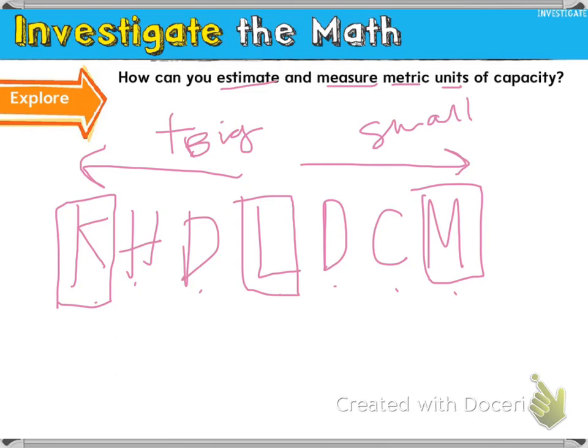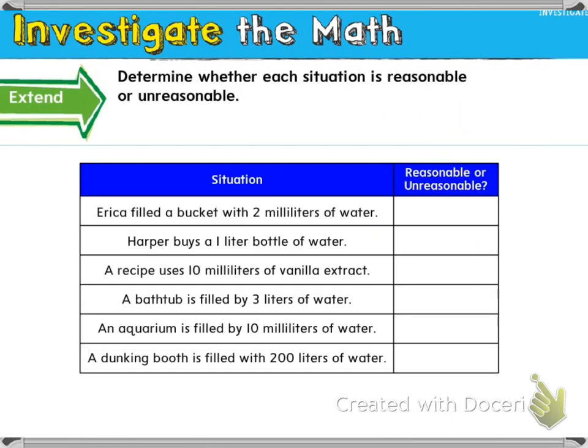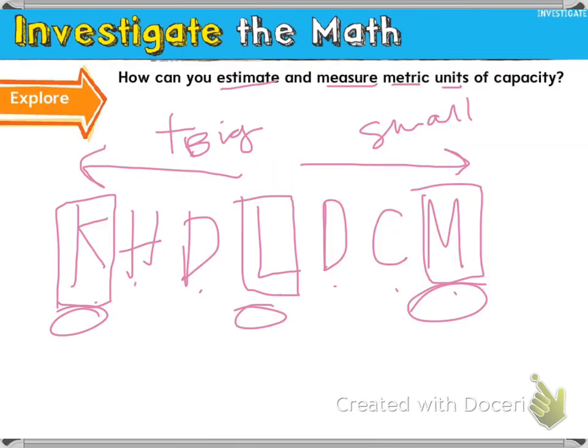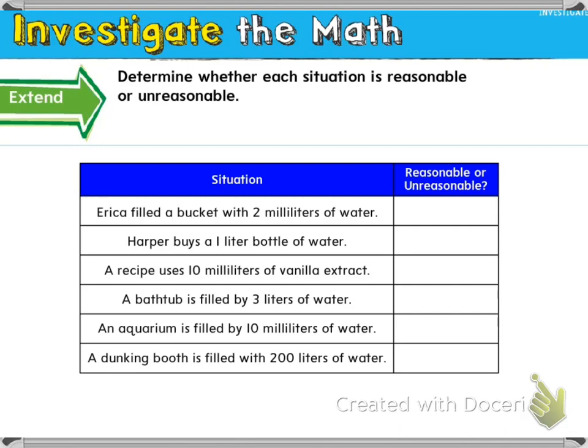So if we have something really small, a really small amount of liquid, then we're probably dealing with milliliters. If we have kind of a normal size container of liquid, then that's probably liters. And if we have a humongous container of liquid, then that would be kiloliters. Okay? So knowing that milliliters are small, liters are average, and kiloliters are big, determine whether each situation is reasonable or unreasonable. Okay? Erica filled a bucket with 2 milliliters of water.